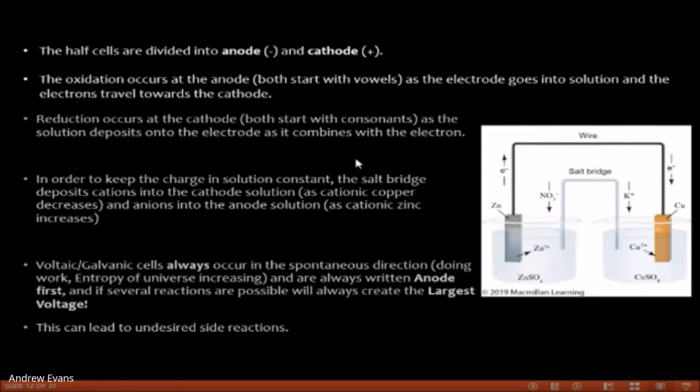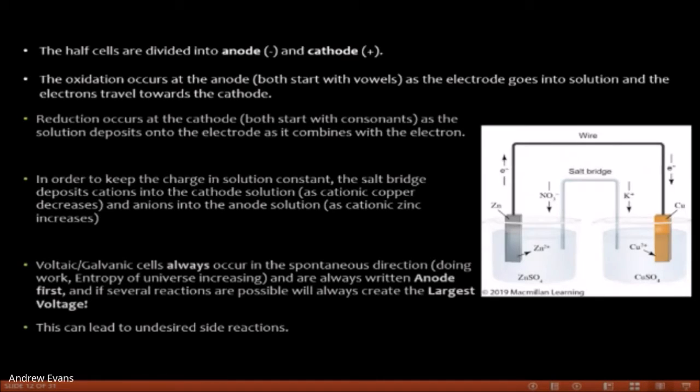Now, however, when you do this, you're going to create a charge buildup in solution. Zinc is going from zinc to zinc 2+. You're going to start building up more and more positive in solution. And this one's going to be losing positive. Copper is going to go from copper 2+ to copper solid, and it's going to build up a negative charge in solution. And this is going to slow the reaction down as the zinc electrode dissolves and the copper electrode deposits.